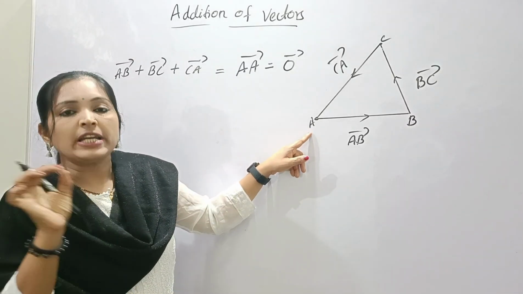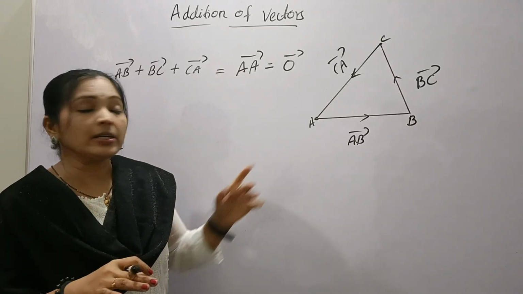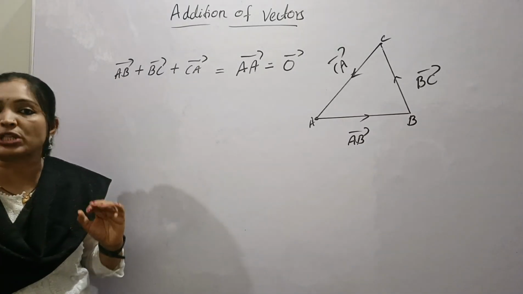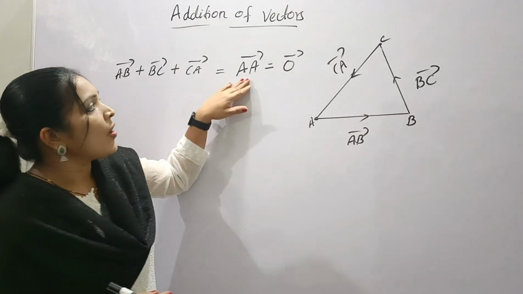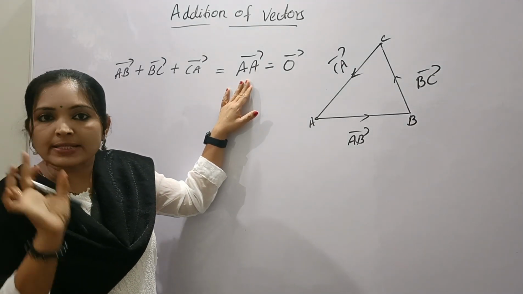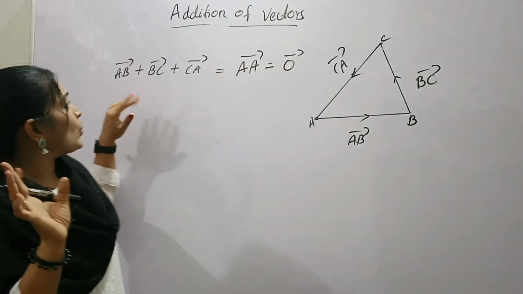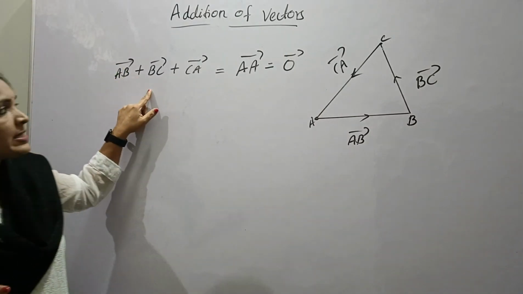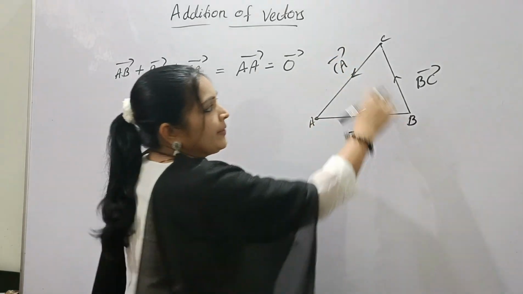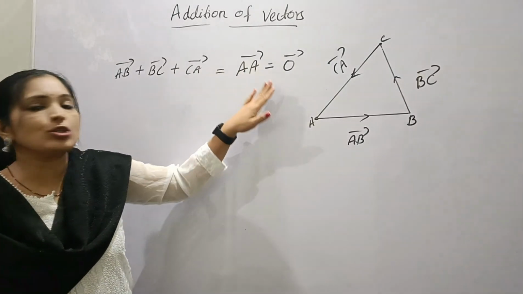Vector AA means the initial point and terminal point are both the same, right? That is called a vector of magnitude 0. We know what a zero vector is: a vector which has magnitude 0 is called a zero vector, right? So here, for vector AA, the initial and terminal points are the same, there is no distance, so the magnitude is 0. Therefore it is a zero vector. So remember, vector AB, vector BC and vector CA are three sides of a triangle taken in order. Then vector AB plus vector BC plus vector CA is equal to 0.